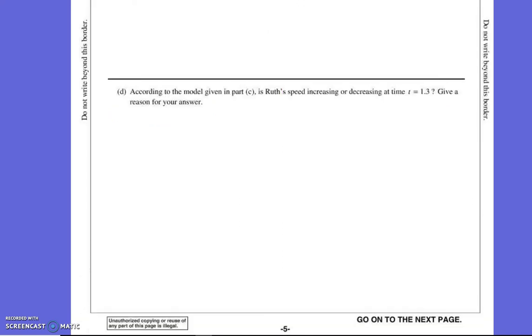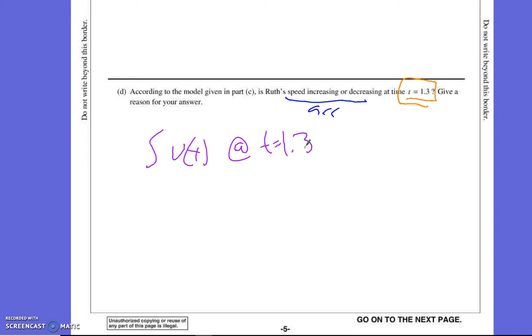So according to this model, is her speed increasing or decreasing at time equals 1.3? So let's think about it. What tells us speed increasing or decreasing? This is a fancy way of saying the word acceleration. Okay, that's all that is. That's just acceleration. So acceleration is the derivative of velocity. So the derivative of velocity at time 1.3. That's what we're looking for. Okay, so we want to go ahead and find that value.